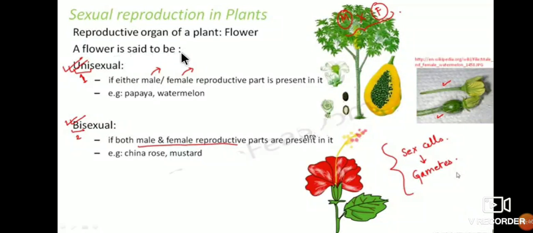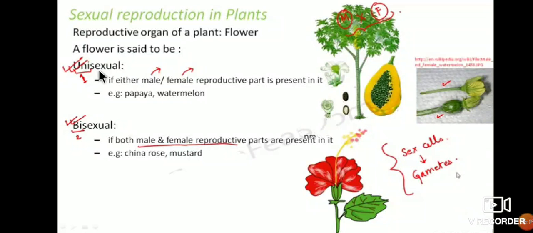A flower is said to be either unisexual or bisexual. In the sexual reproduction in plants, the flower is the main reproductive part. In this, the flower is said to be either unisexual or bisexual. If both male and female reproductive parts are present in it, that is bisexual. See here, unisexual means either male or female. So only one reproductive part will be present in it in the unisexual.